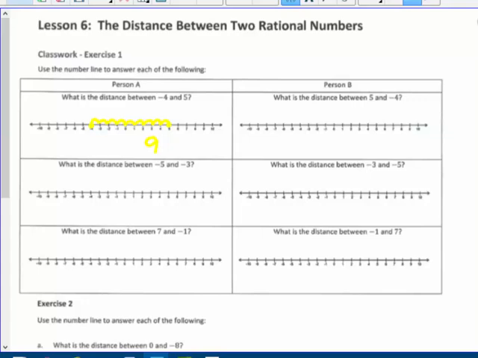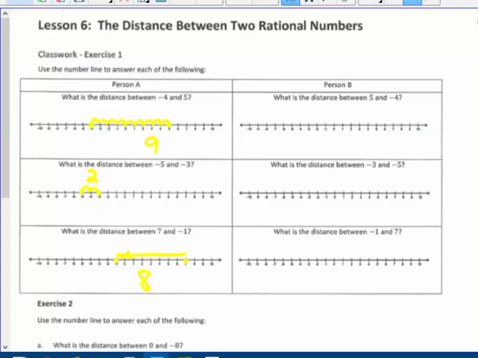Between -5 and -3. Well, 1, 2. The distance between 7 and -1. Well, I know I've got to go 7 to get back to 0, and then one more would give me 8. Their distance is 8. Notice that I'm not saying positive or negative because distance isn't positive or negative.